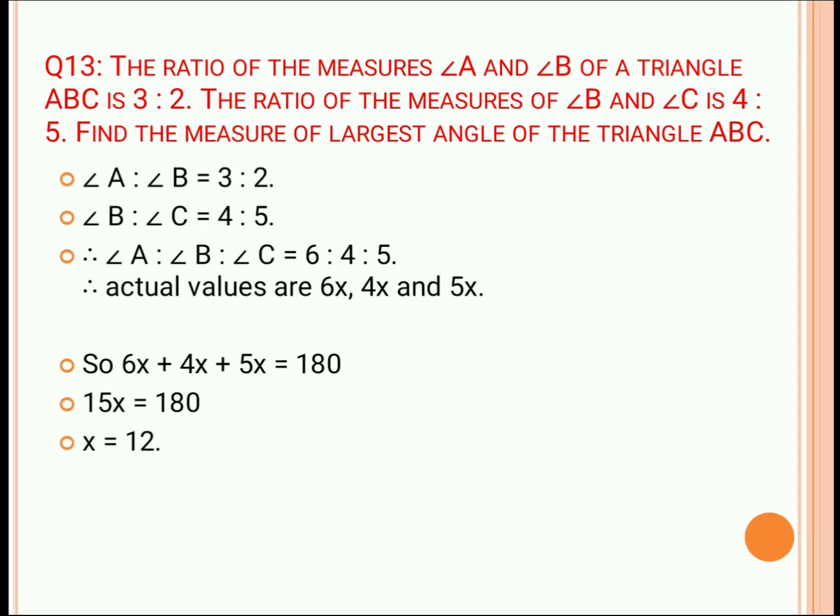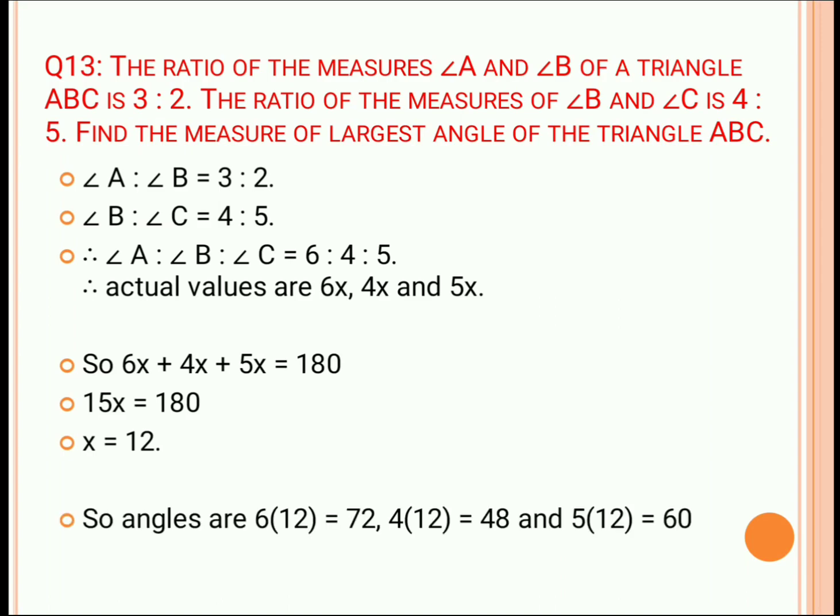So if x is equal to 12, then the largest angle will be 6x, that is the multiple of 6. So 6 into 12 is equal to 72. So 72 is the largest angle of the triangle. Same way we can also find out the other two angles, that is 4 into 12 and 5 into 12.